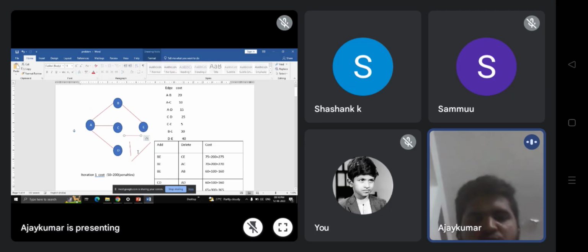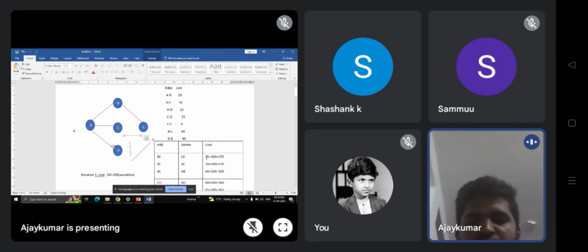Now, if we remove the edge, there is no cycle. Now we want to find the cost for this tree. A to B is 20, A to C is 10, and A to D is 50, 40, 45, and B to E is 30, 70, 75.